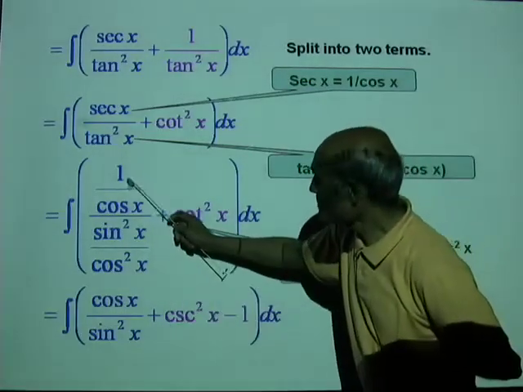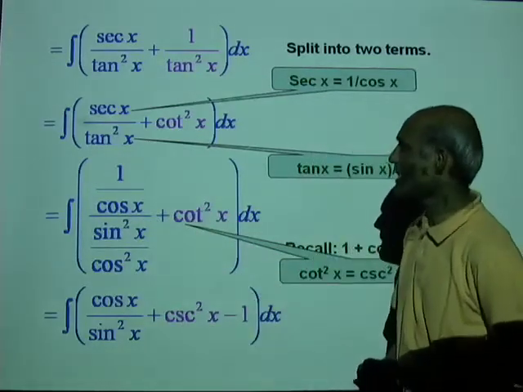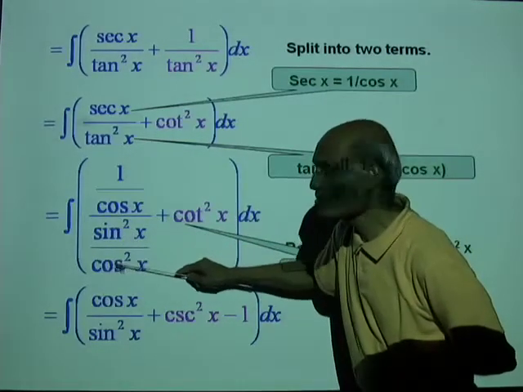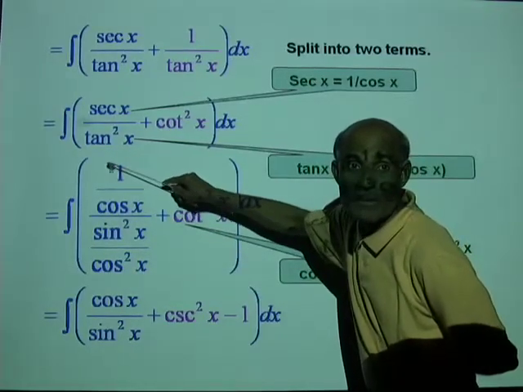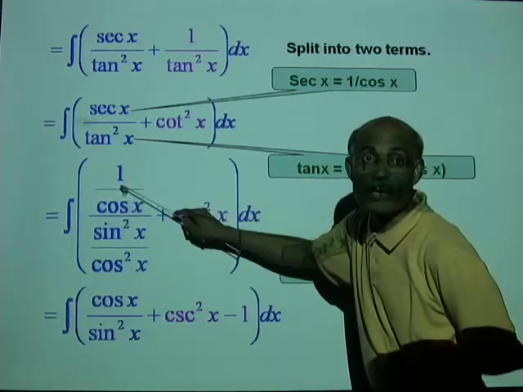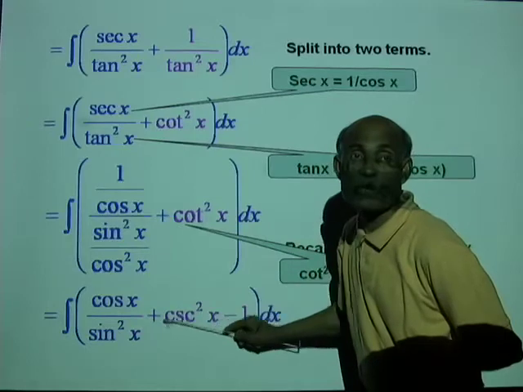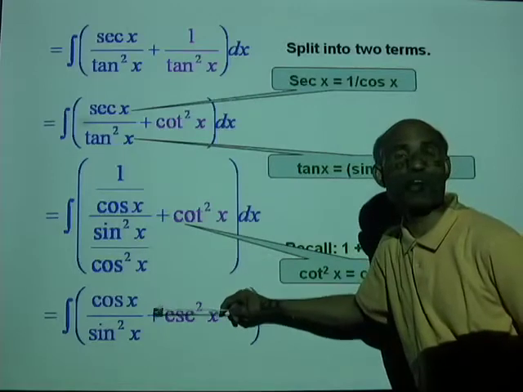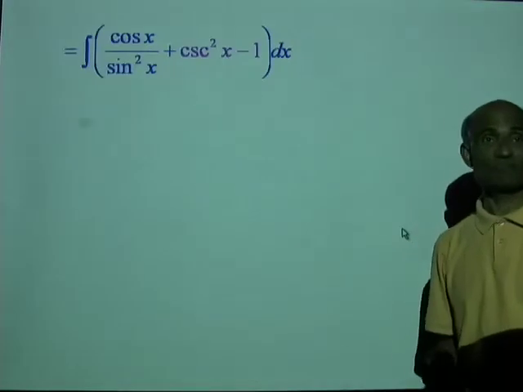Well, when you simplify this, will you get this as cos x divided by sine squared x? Now remember, this is 1 over cos x divided by sine squared x over cos squared x. This cos squared x will go all the way to the numerator. And this cos x and 1 cos x will cancel, leaving on the numerator a cos x. So this will simplify as cos x over sine squared x plus cosecant squared x minus 1. Now look at the manipulation that we have to go through to make it in a form that we can integrate. We haven't finished yet.